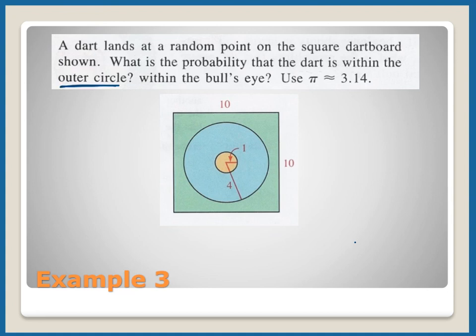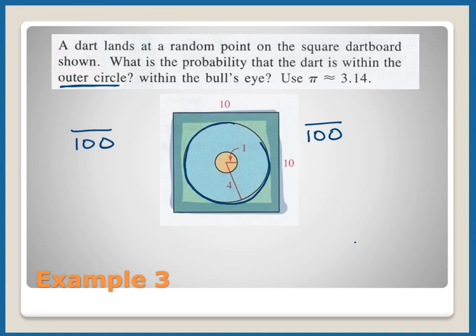Actually, first thing to do would be find the area of the big shape, the entire whole square here, which would be 10 times 10 or 100. So both of these are going to go over 100. The first one is probability that the dart is within the outer circle. So I want to know what it would be like to be in just the outer circle, which means I'm going to find the area of the big circle and I'm going to subtract from it the area of the small circle.